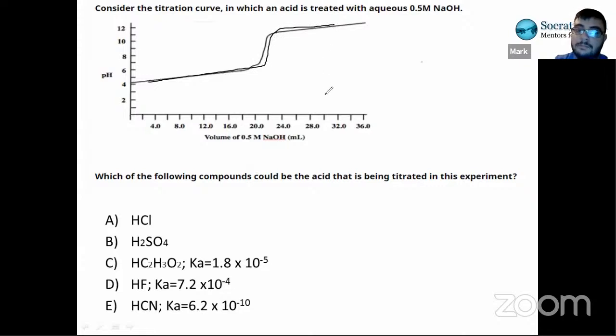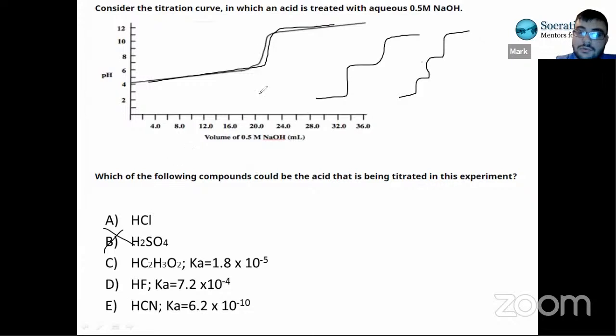If it was diprotic or triprotic, it would look something like this, right? Or if it was triprotic, it would look more like this. It would have multiple curves. But since it's one curve, you know it can't be H2SO4, which is diprotic. The others it can be because the others are monoprotic.